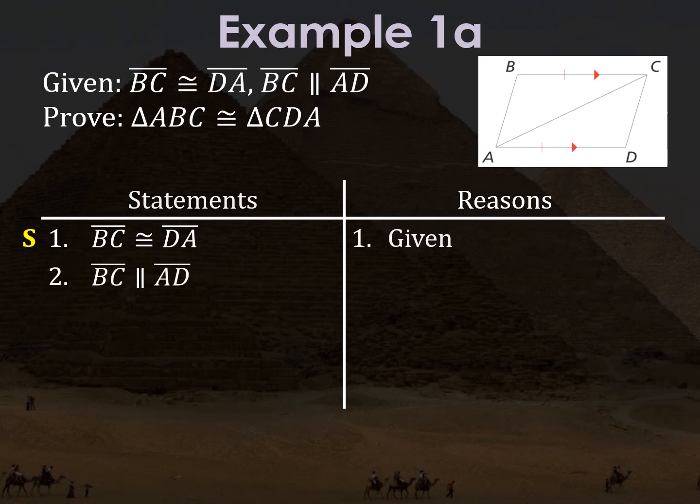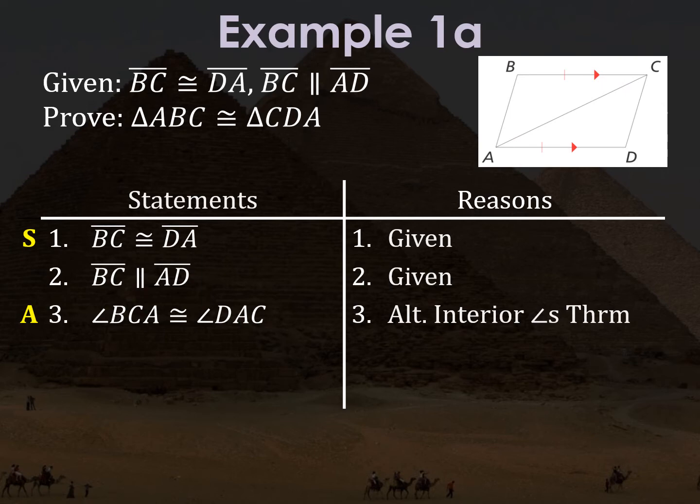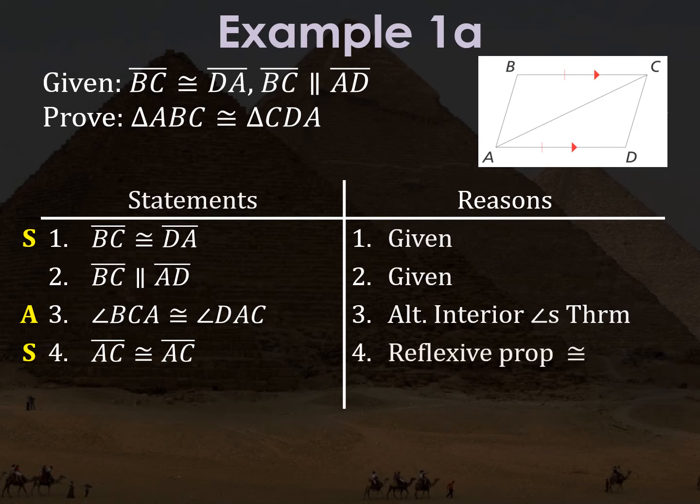Next, we are given that BC is parallel to AD. And that's given. 3, angle BCA is congruent to angle DAC. And that is because of the alternate interior angles theorem. So you have alternate interior angles because you have parallel lines. So alternate interior angles are congruent. So now we have 1 pair of angles congruent. Statement 4, AC is congruent to itself. And that is because of the reflexive property of congruence.